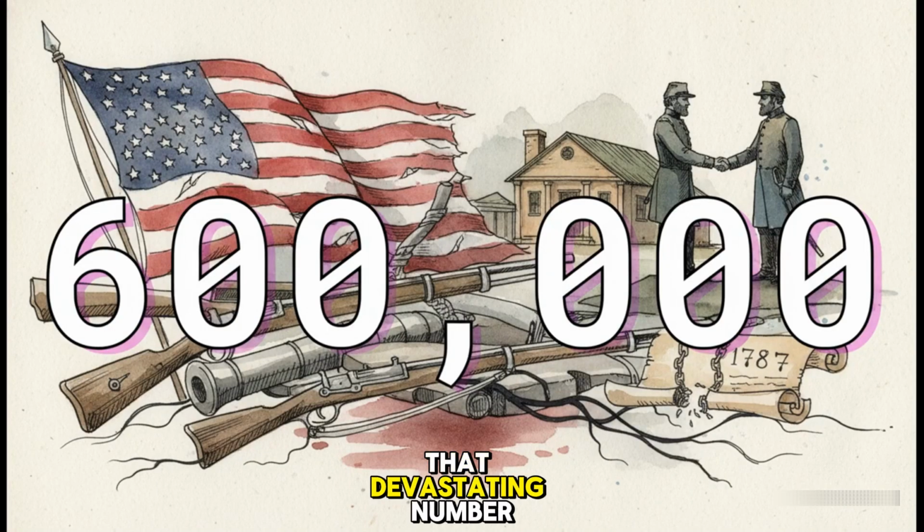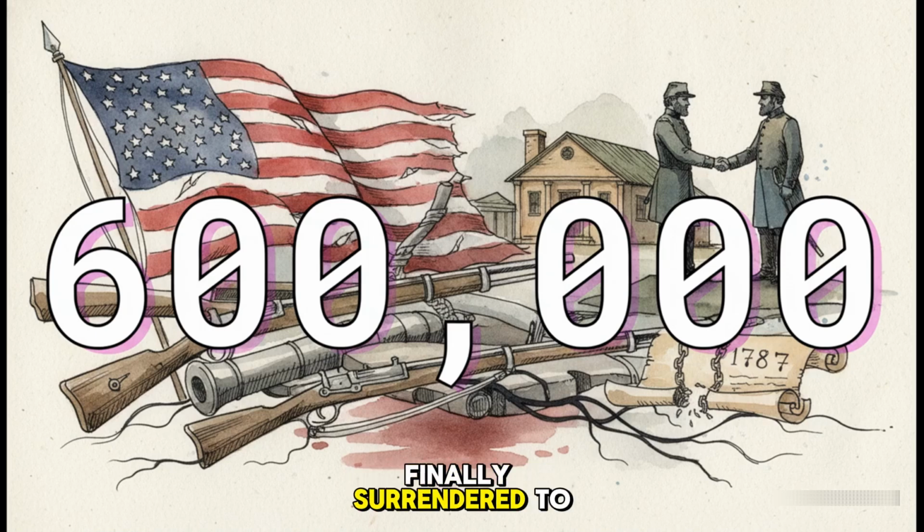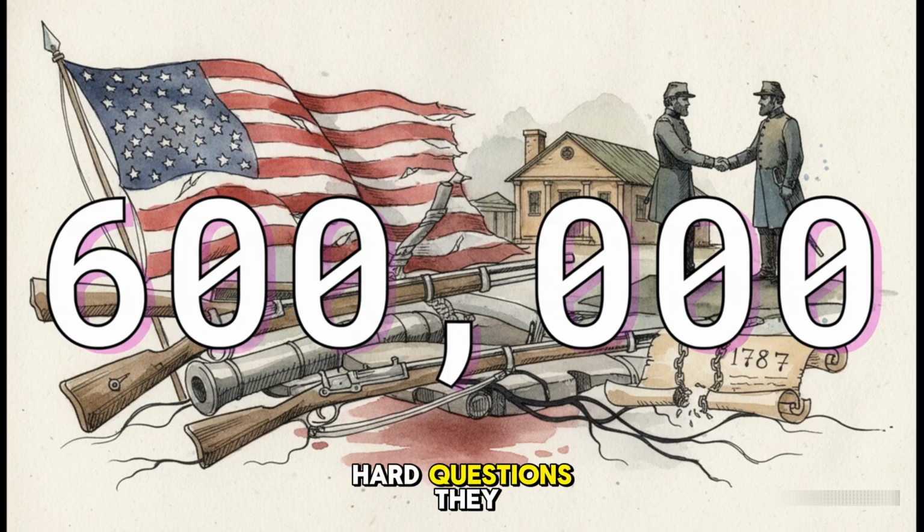600,000. That devastating number represents the lives lost before General Lee finally surrendered to General Grant in the spring of 1865. The country had literally torn itself apart, paying a staggering price in blood to answer those hard questions they left unresolved way back in 1787.